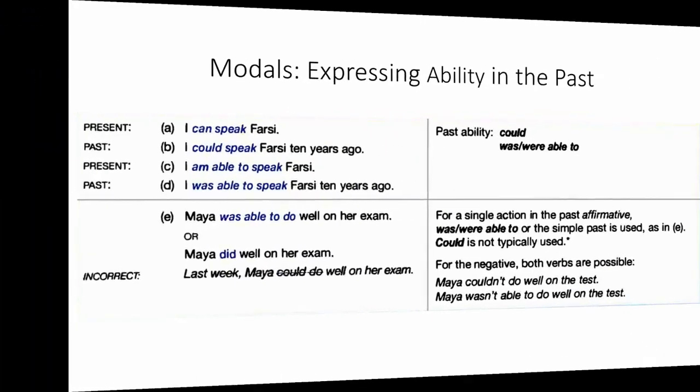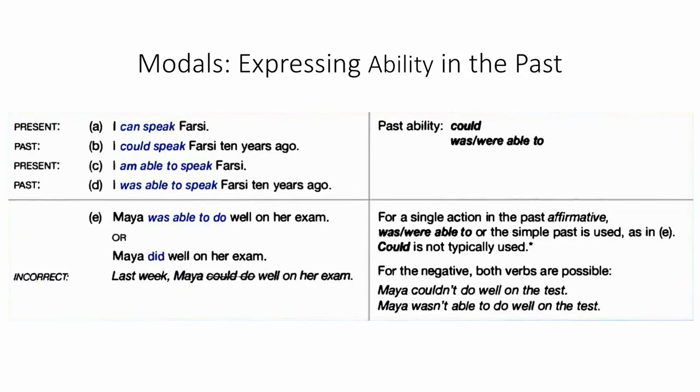The next chart talks about expressing ability in the past. Now you remember we have said that for expressing ability in the present we can use the modal can or be able to, etc. We have a recapitulation here. We have the modal can for present: I can speak Farsi, for a learned skill.